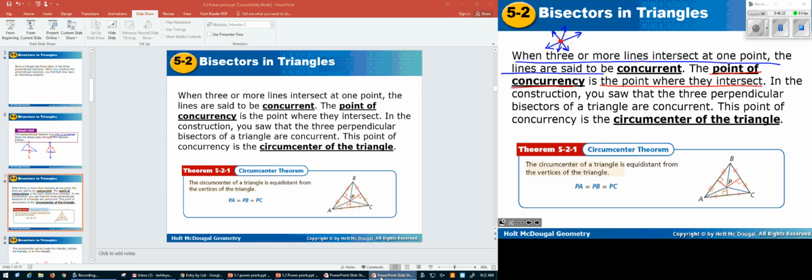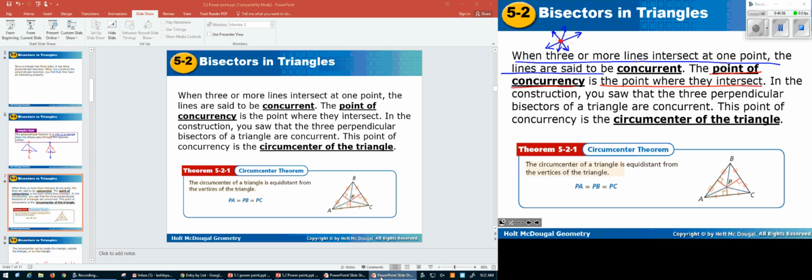And this is probably the hardest part of chapter 5 coming up. You are going to learn today and next week 4 different points of concurrency. You're going to learn what kind of lines make that point of concurrency, and you're going to have to keep straight the theorems that go with each point of concurrency. Okay, so right now you've already got 2 theorems about lines, perpendicular bisectors and angle bisectors. We're getting ready to learn some theorems about points of concurrency. Everybody following me what we're talking about?